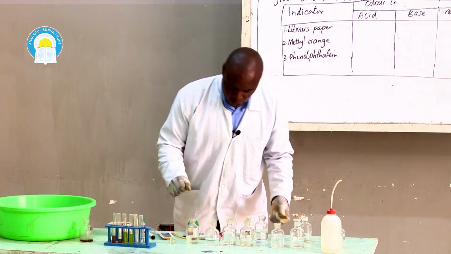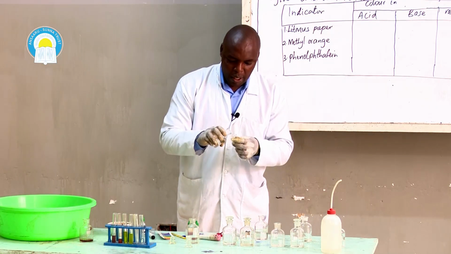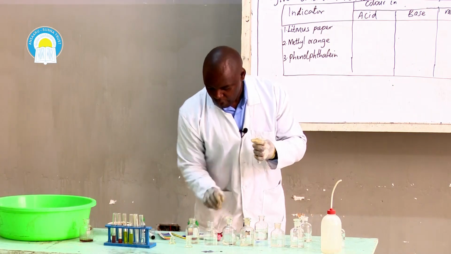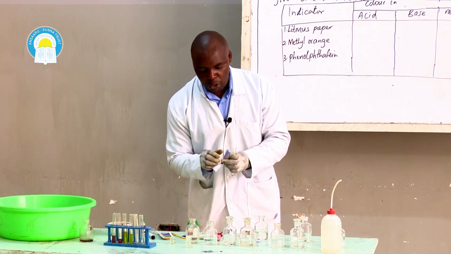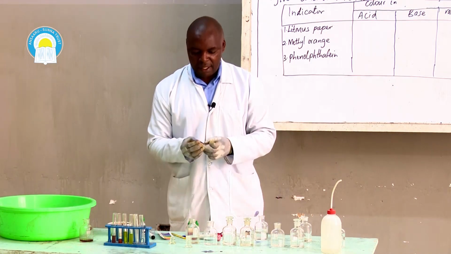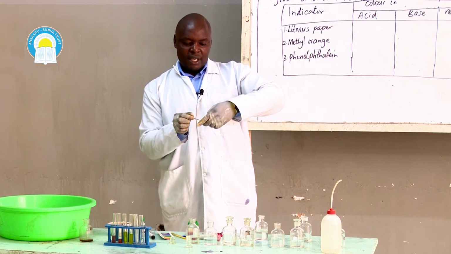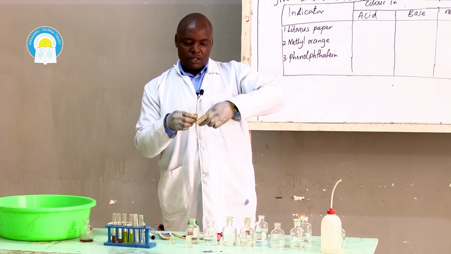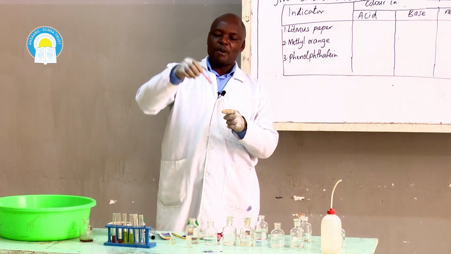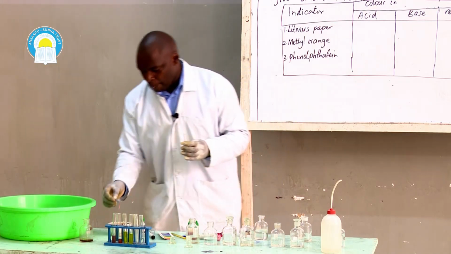Let me have a solution of nitric acid also, because we need to see whether it's going to give consistent results. So let me use the same blue. Having seen that in a solution of hydrochloric acid the litmus paper is red, let me find out whether it's also going to turn red. So you see, the litmus paper turns red.